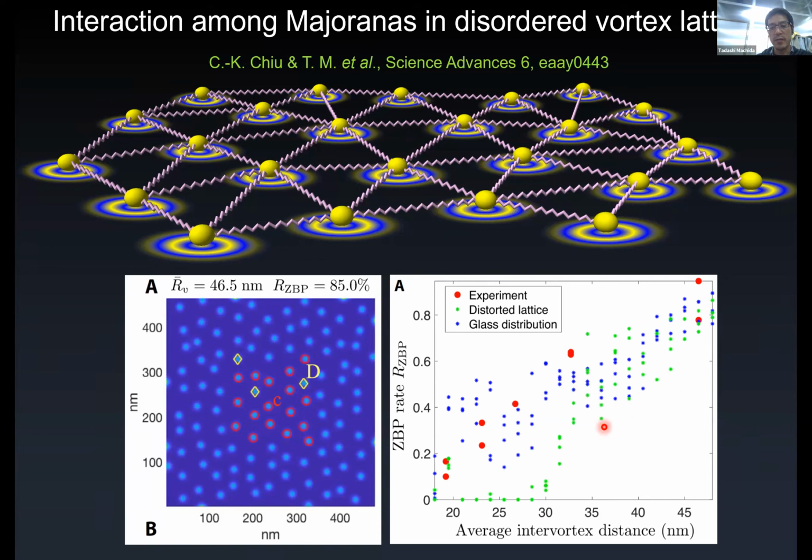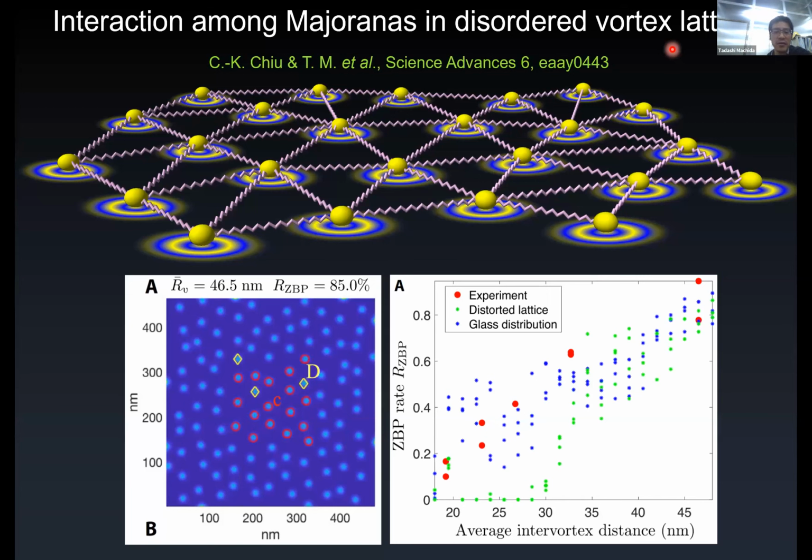This agreement between the theory and the experiments suggests that we can explain our observations of the magnetic field dependence of the zero energy peak by considering the interaction among the Majorana particles in the disordered vortex lattices, even if we assume the zero energy peak originates from the Majorana particle. Now, however, the observed zero energy peak is just one of the necessary conditions, but is not a sufficient condition to prove the existence of the Majorana zero mode.